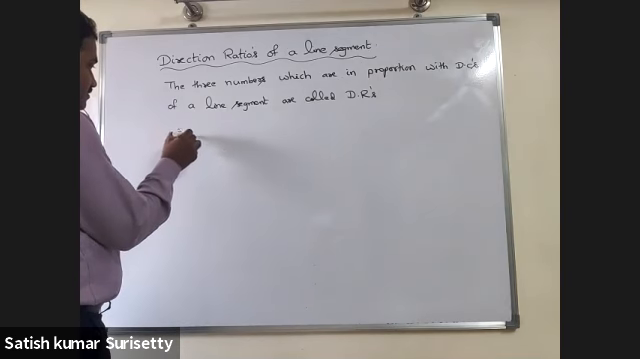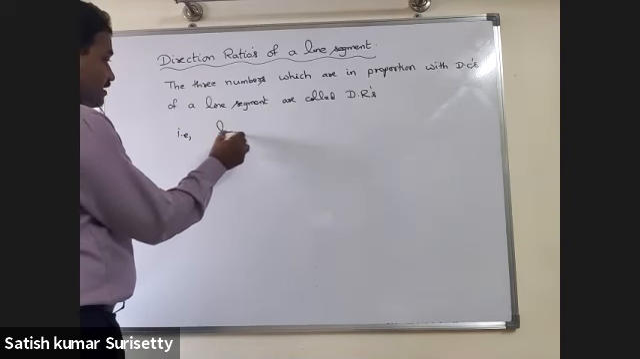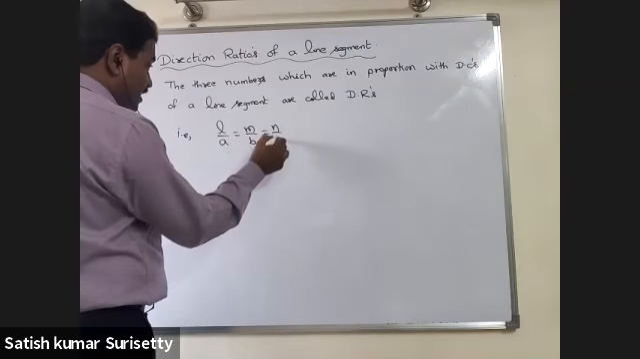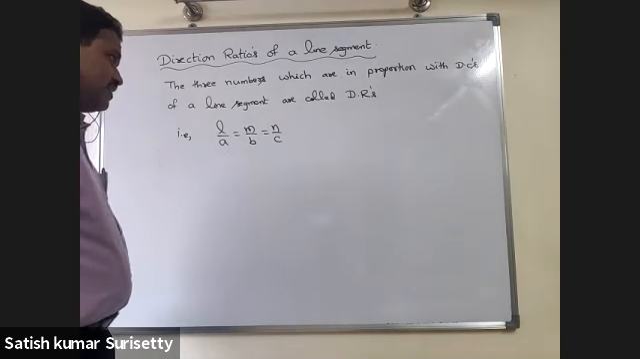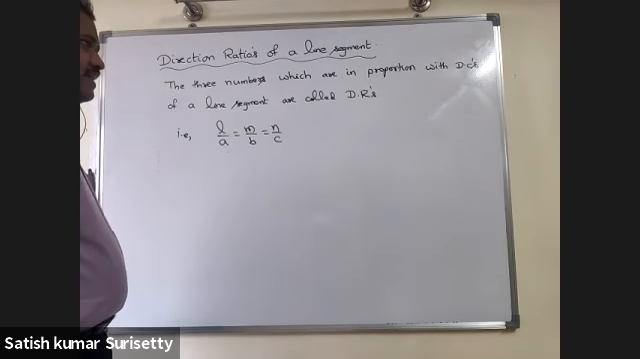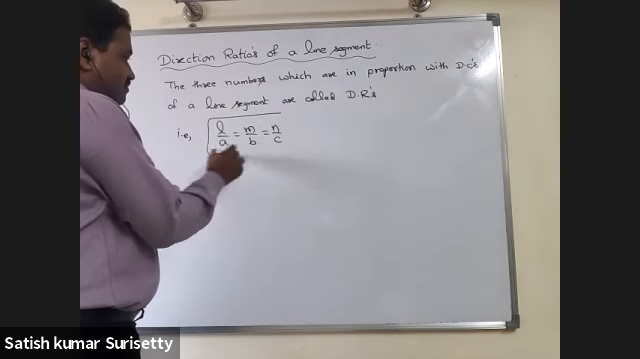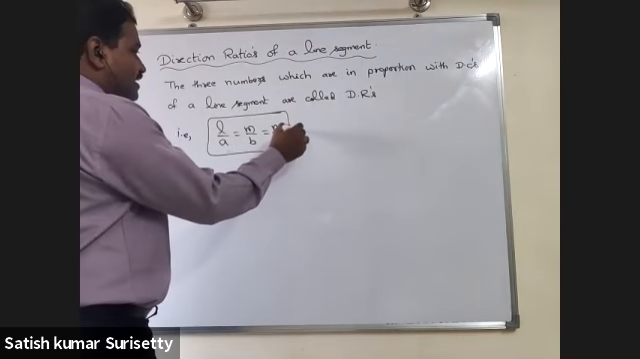That is, L upon A equal to M upon B equal to N upon C, where L, M, N are direction cosines. Then A, B, C are direction ratios of that line. Whenever proportions are there, I can write as equal to T.